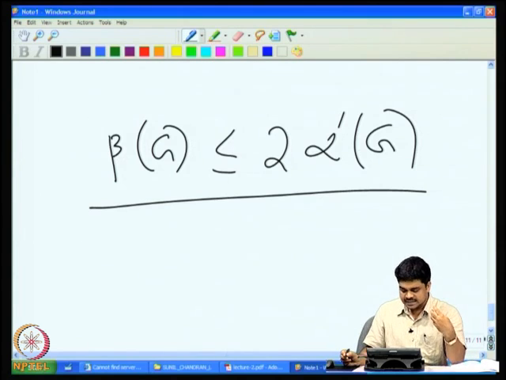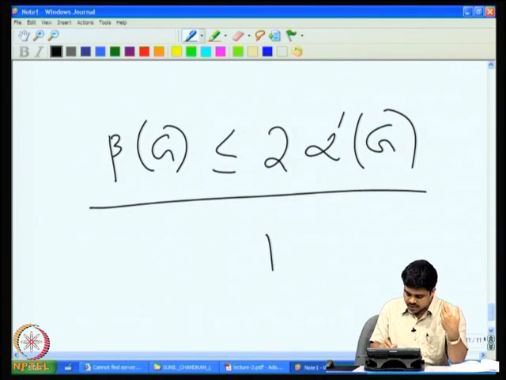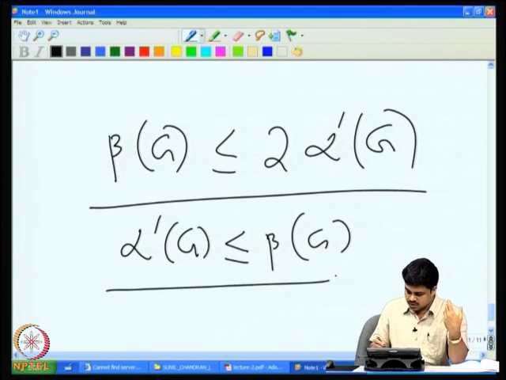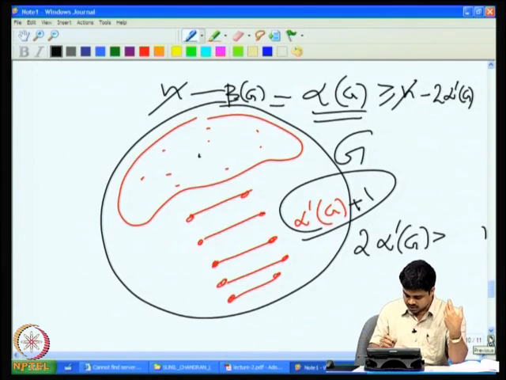So we are saying that it is less than or equal to 2 times alpha dash of g, but is it possible that it is even less than alpha dash of g or bigger than alpha dash of g? Some thought will reveal that beta of g has to be always greater than or equal to alpha dash of g, because if you consider any matching, for instance, let us go back to the matching here.